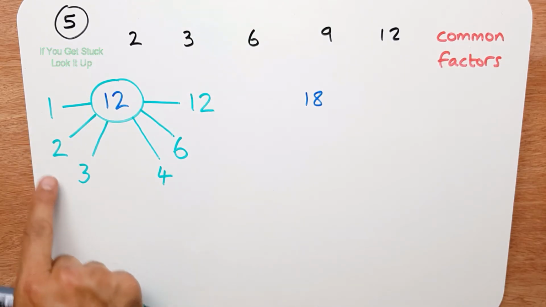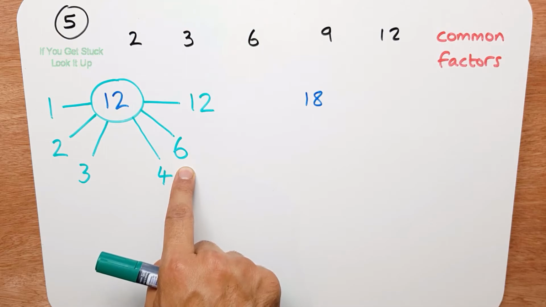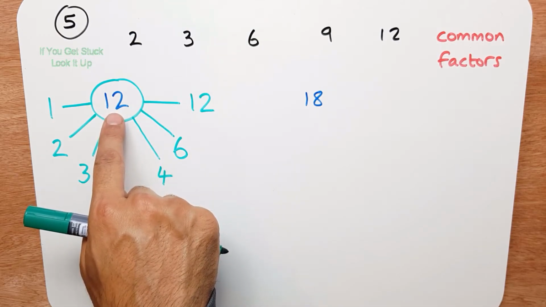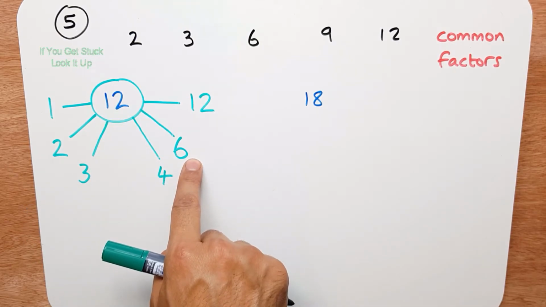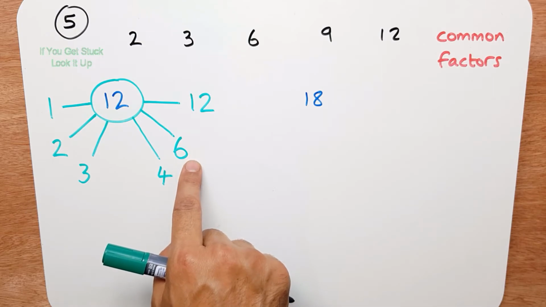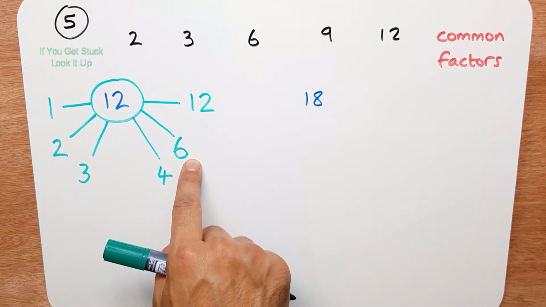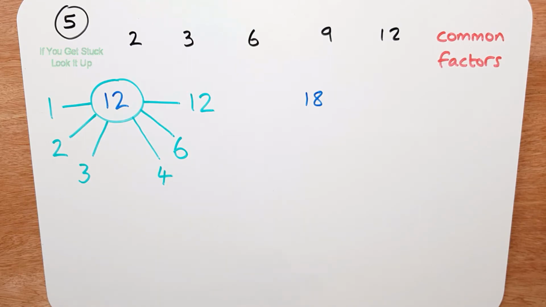So I've got 1, 2, 3, 4. I know the number 5 is not a factor of 12. And we've got 6. And once you get to halfway, you can stop. So I don't need to try the number 7, 8, 9, 10, or 11.